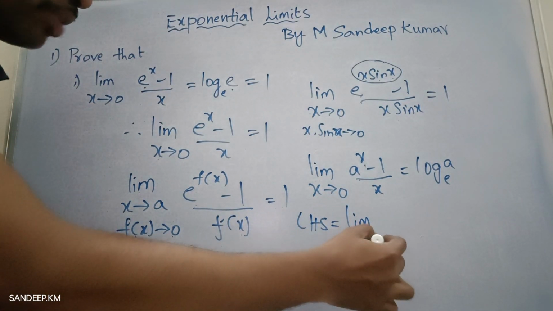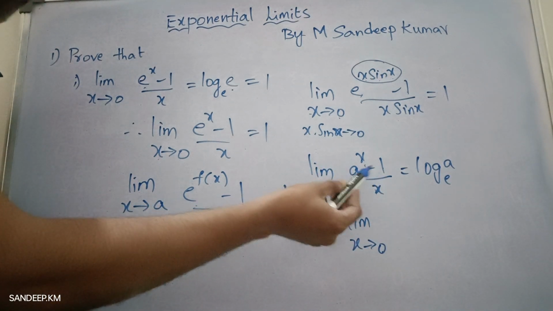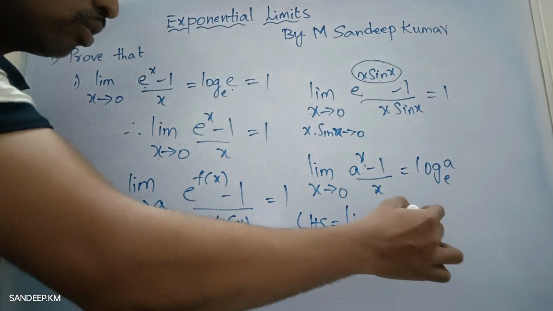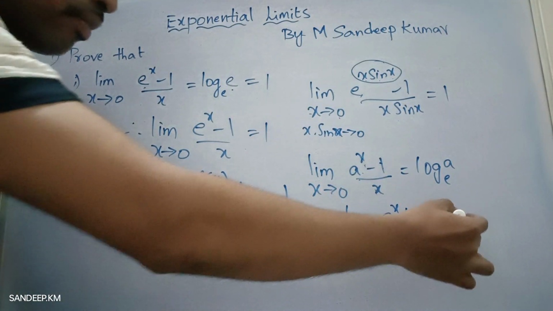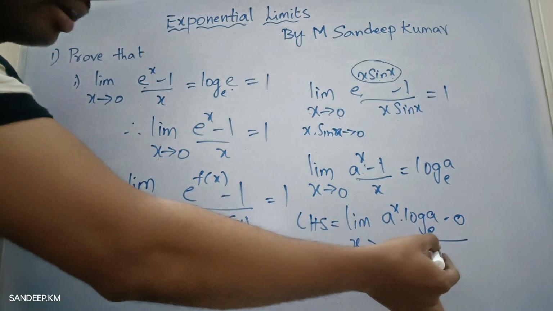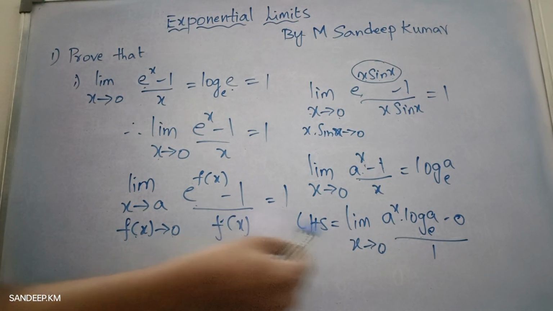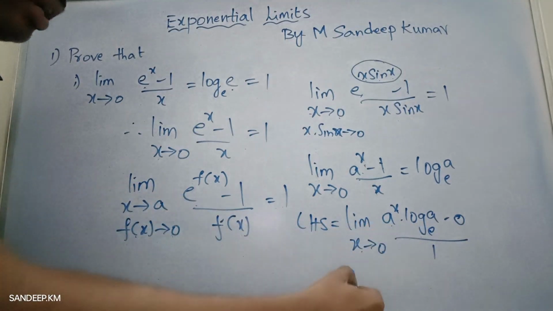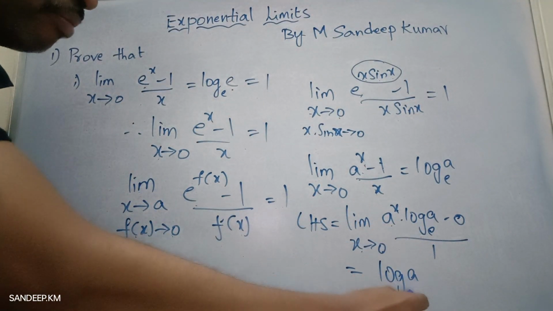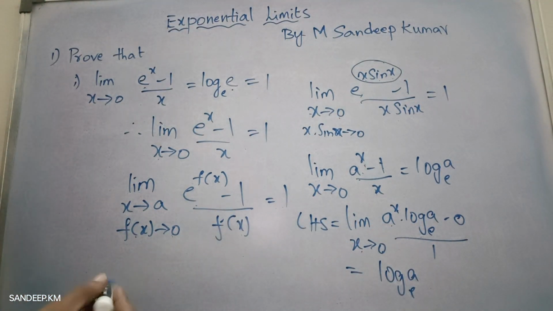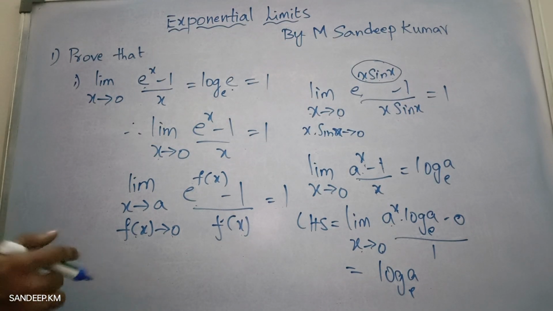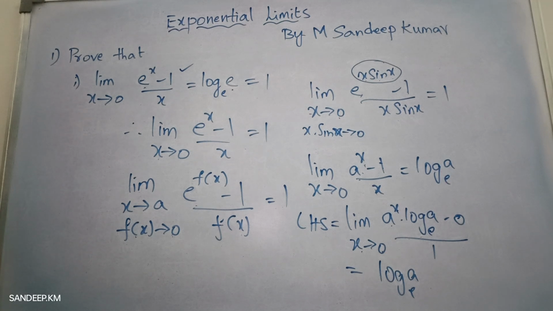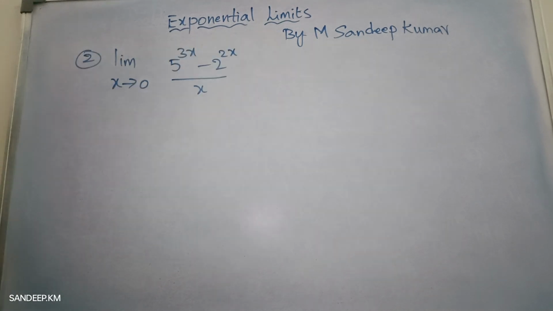So according to L'Hospital's rule, numerator derivative divided by denominator derivative. So a power x derivative is a power x into log a base e, minus 1 derivative is 0, whole divided by x derivative is 1. Now if you substitute x as 0, a power 0 is 1 into log a base e. So which is log a base e. So we can also prove it using L'Hospital's rule. Okay, now similarly you can also prove this using L'Hospital's rule. You can try this. Okay, so now let us start solving the problems.